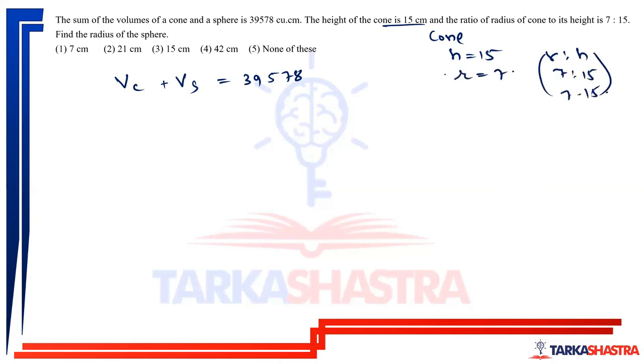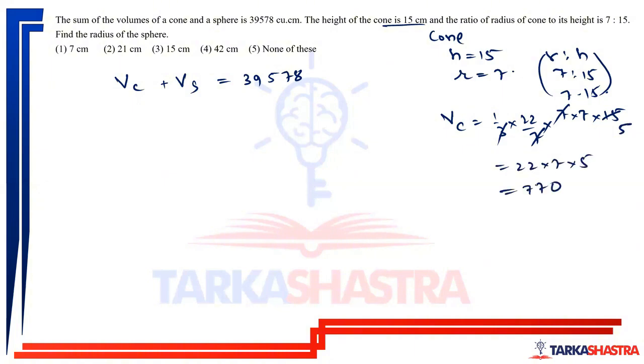Will I be able to find out the volume of the cone? Volume of the cone will be 1 by 3 pi r square h, which is 22 by 7 into 7 into 7 into height, which is 15. So this 7 is getting cancelled. 3 ones are, 3 fives are. So 22 into 7 into 5, that is 110 into 7, 770. So this is 770, plus volume of the sphere is 39578. What are they asking us to find out? Radius of the sphere. So volume of the sphere, if I subtract this 770 from this, I'll have 8, then 0, then again 8, and 3.